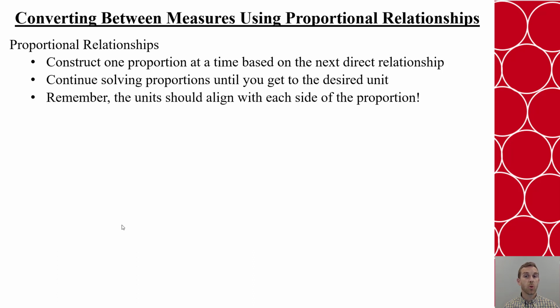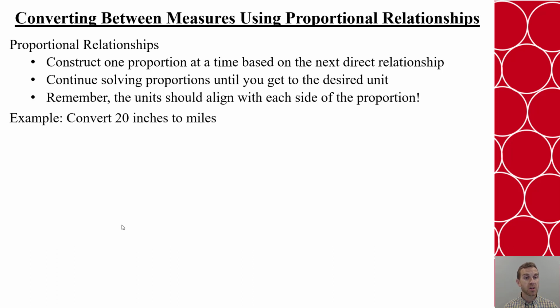Now, if we want to do more formalized conversions, we have 2 methods we can use. We can either use proportional relationships or we can use chain of movement. Let's look at the proportional relationship to start. When we do this, we're going to construct a proportion one at a time based on a direct relationship to what we are given. We solve that proportion and then use that to help us move to the next one until we have the desired unit. And remember that our units should always align as we set up the proportion.